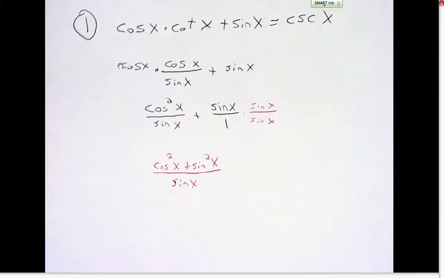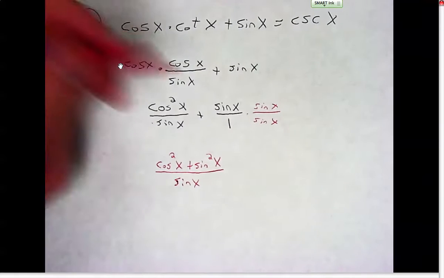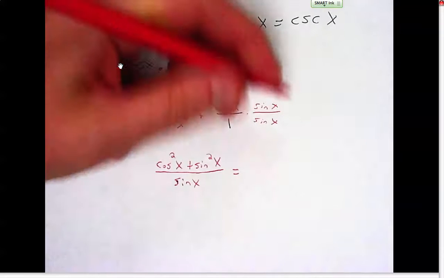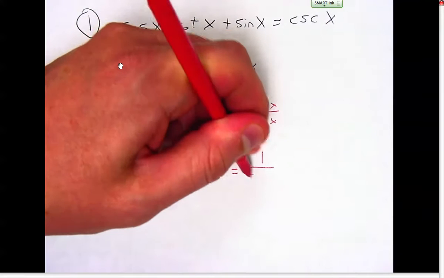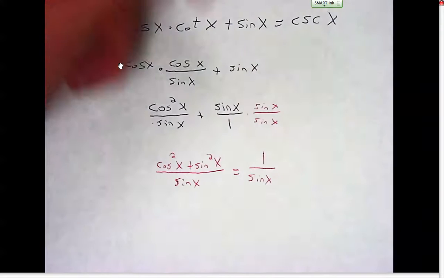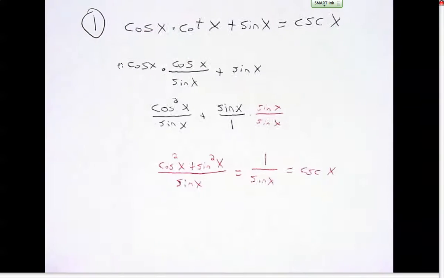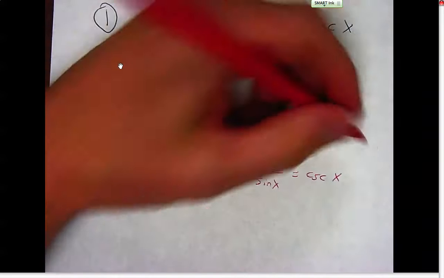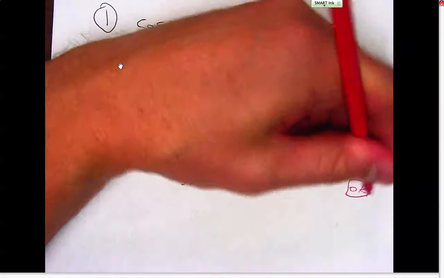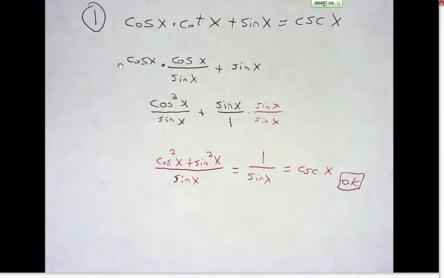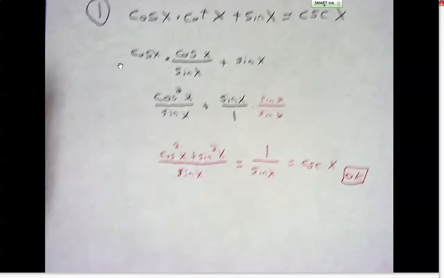And that should definitely look very familiar. That's our main Pythagorean identity. So that numerator is equal to 1. And of course, 1 over sine of x is our old friend cosecant of x. And that's just what I want it to be. And so I'm done, right? So first one is verified.